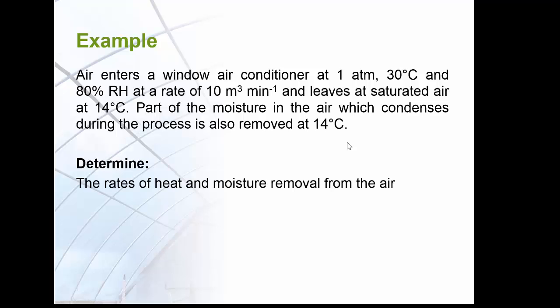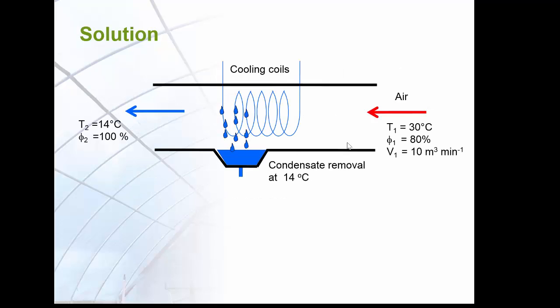So the question is asking us to determine the rate of heat and moisture removal from the air in this process, and we can summarize all the given variables on this schematic. As you can see, we have a control volume, and the initial air is defined by temperature with its relative humidity and the volumetric flow rate. We have the cooling coil section. The problem mentioned that the condensate is leaving from the cooling coil at 14 degrees Celsius. And the conditioned air is also leaving the control volume at 14 degrees Celsius as saturated air. So that's why the relative humidity is at 100%.